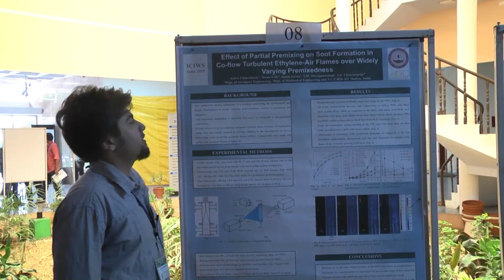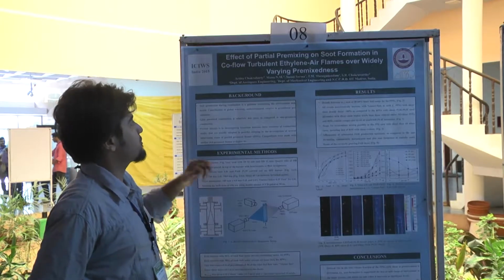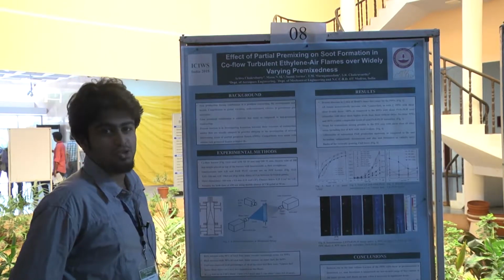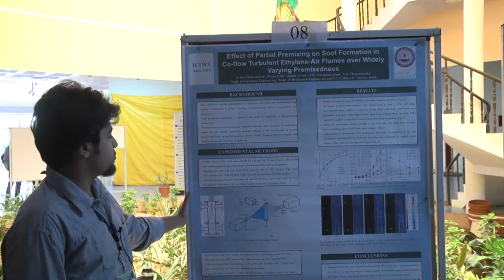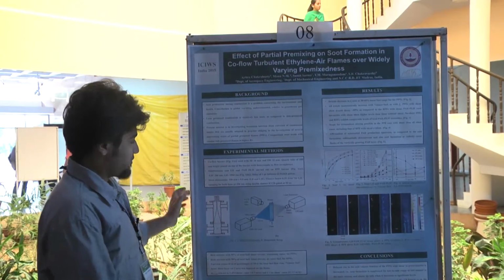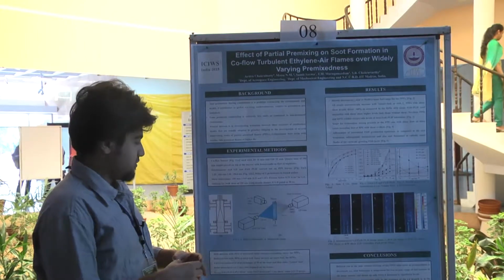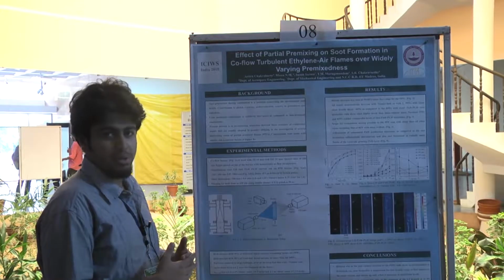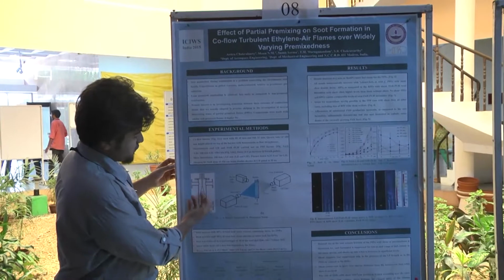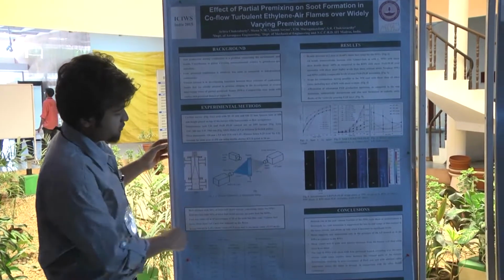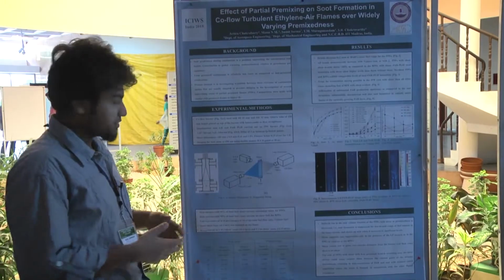So we are looking at the effect of partial premixing. Hello, I am Aritra. I am a doctoral student here, and we are looking at the effect of partial premixing on the formation of soot. So we look at ethylene air flames, and we use a co-flow burner. We have air in the outer annular region and fuel in the inner, and we vary the premixedness parameters. We have fuel rich mixtures coming through the core and fuel lean mixtures coming through the outer streams, and we vary this over a wide range of premixedness.